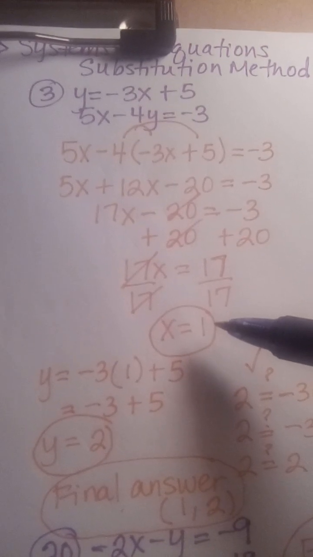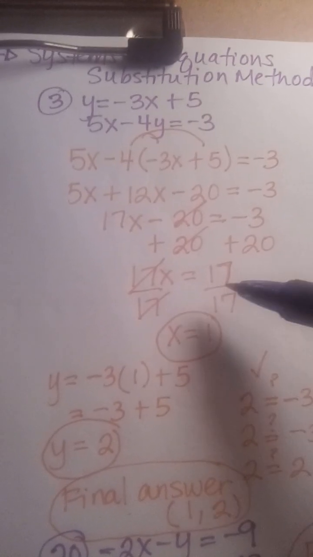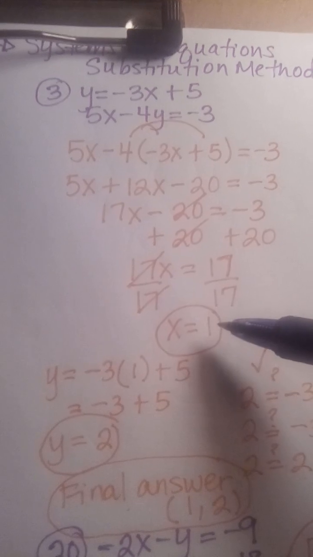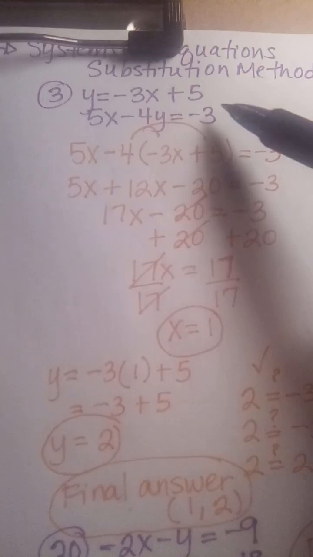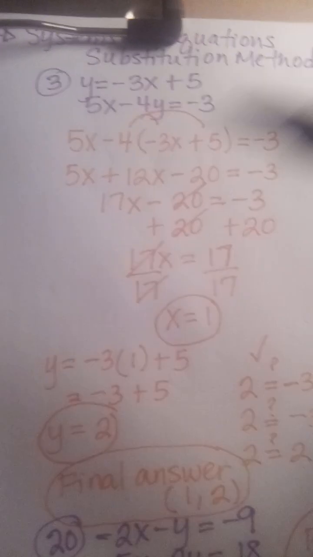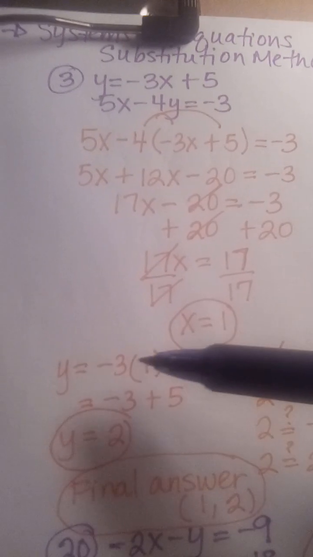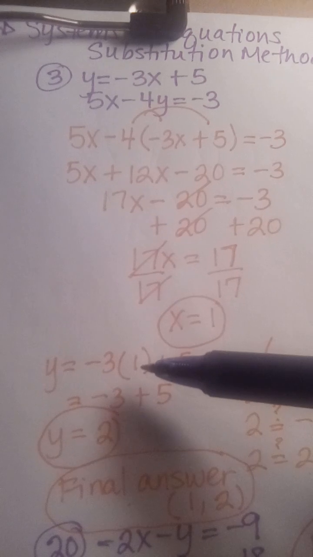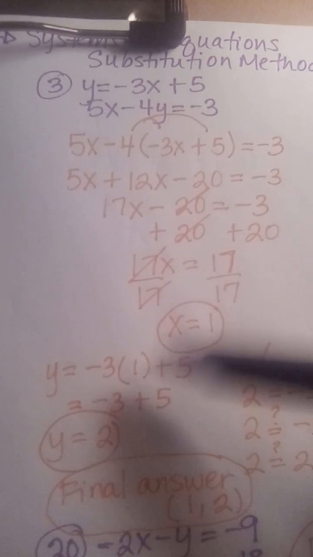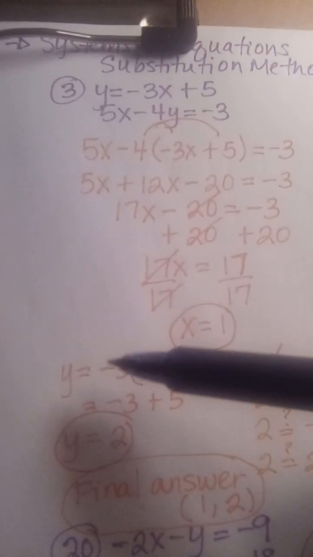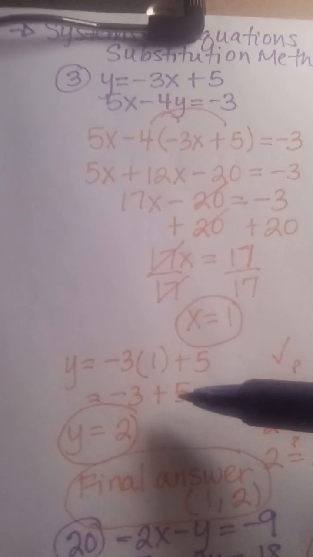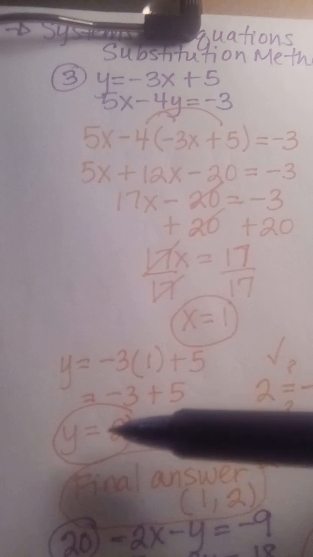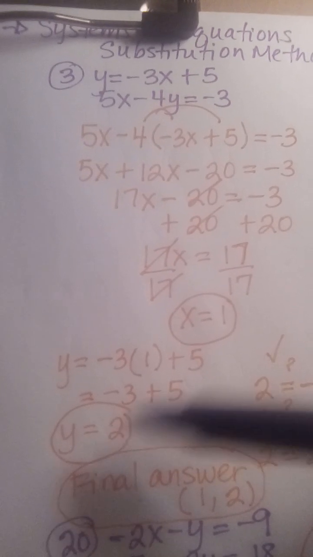All right, we figured out x. Then we can use the number for x to substitute into either of these two equations. I used the first one like last time. So we have y equals negative 3, 1 in place of x, plus 5. Then we have negative 3 times 1 to give us negative 3 plus 5. 5 is bigger, so y equals 2.